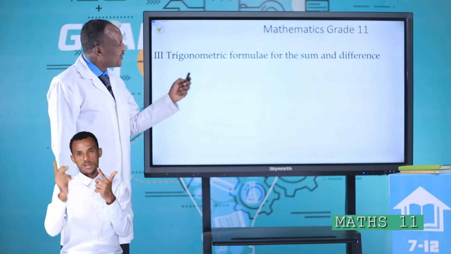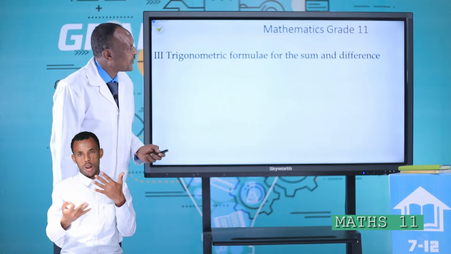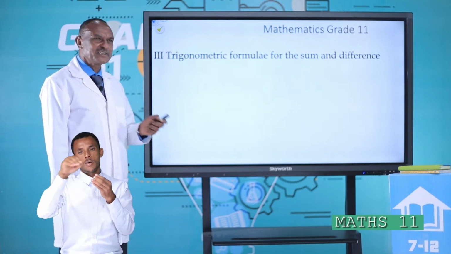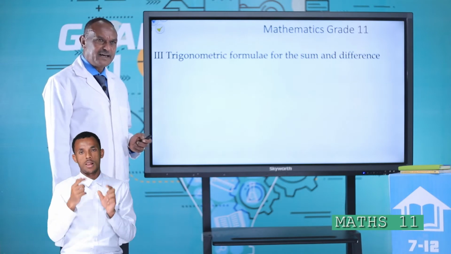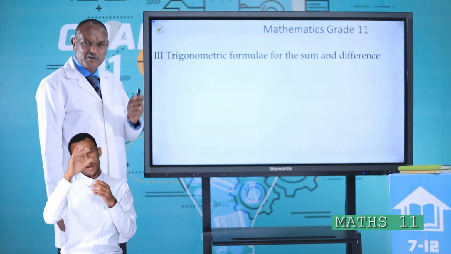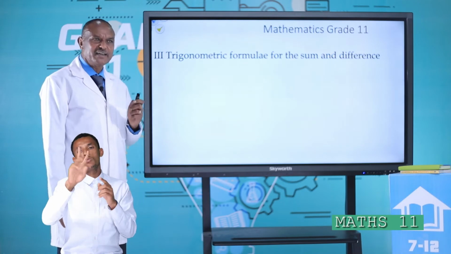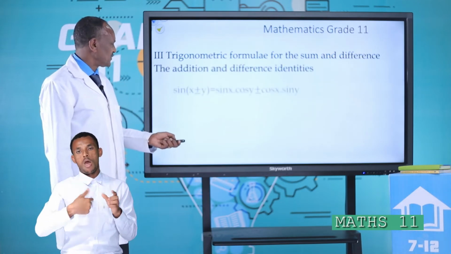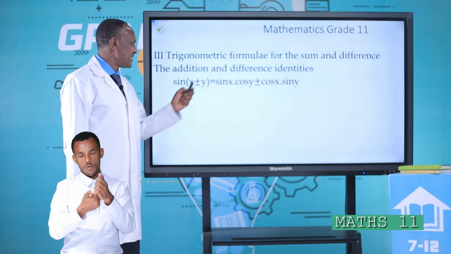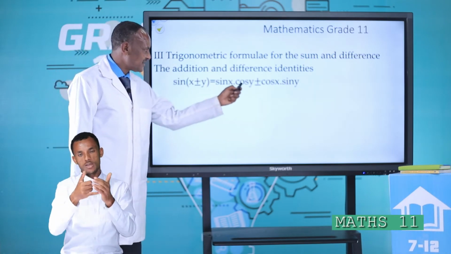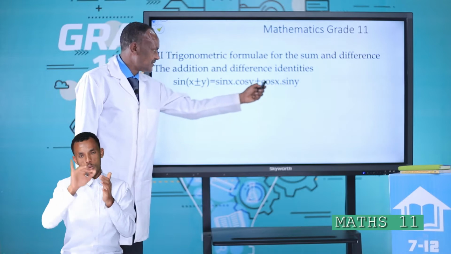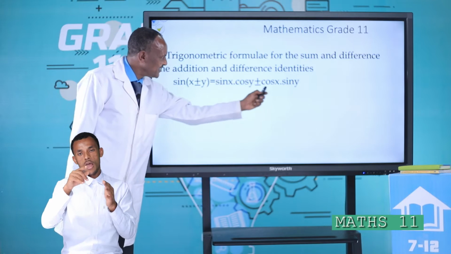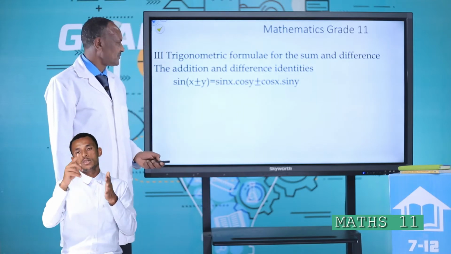Second one, trigonometric formulas for the sum and the difference. How do you find the sine of the sum of two angles? How do you find the cosine of the sum or difference of two angles? How do you find the tangent of the sum or difference of two angles? We have the following formulas. Sine of x plus y is sine x cos y plus the reverse, cos x times sine y. If the operation is minus, it is the difference between the two products.